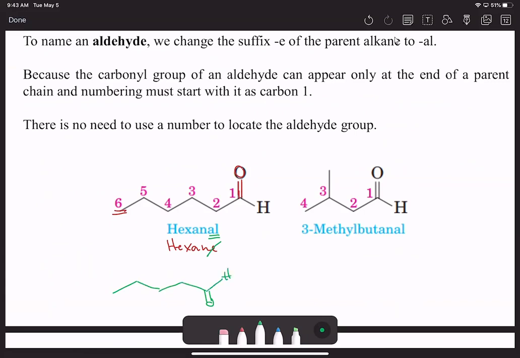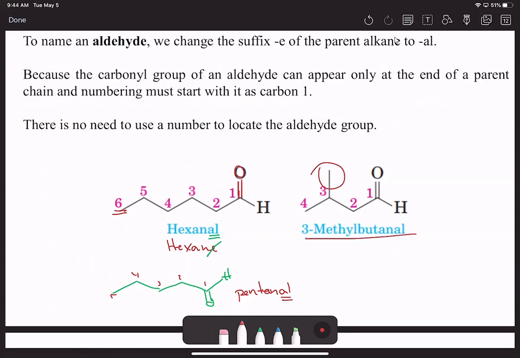Right? There's my carbonyl. There's my hydrogen. Carbon number 1 is where the carbonyl is at. 2, 3, 4, 5. So instead of pentane, I drop the E and replace it with al, and I have pentanal. Naming our branches doesn't change at all. We've been naming them for 2 weeks now, and nothing changes about naming the branches here.